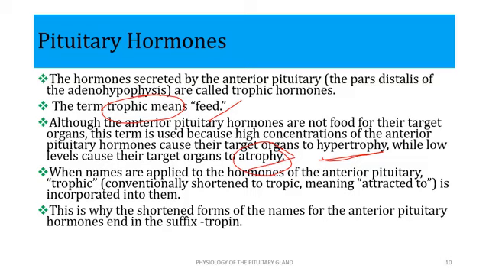When the name is applied to the hormones of the anterior pituitary, these names will end with trophic. Conventionally, trophic means attracted to, and that's why the hormones produced by the anterior pituitary have the suffix trophin. For example, somatotrophin and thyrotrophin both have the suffix trophin.